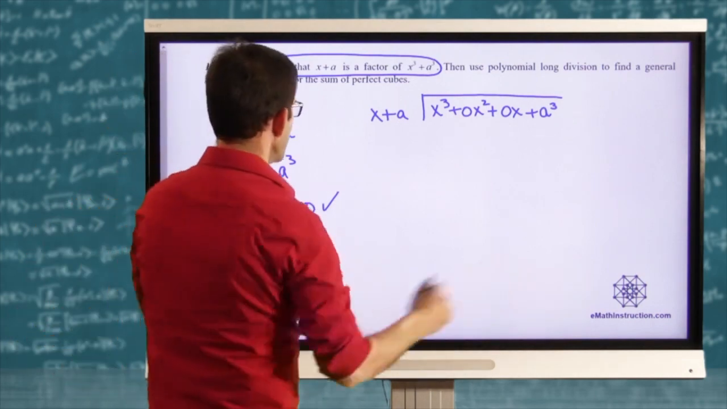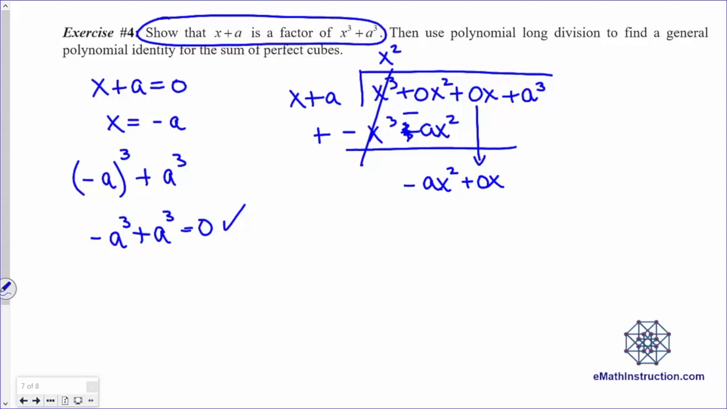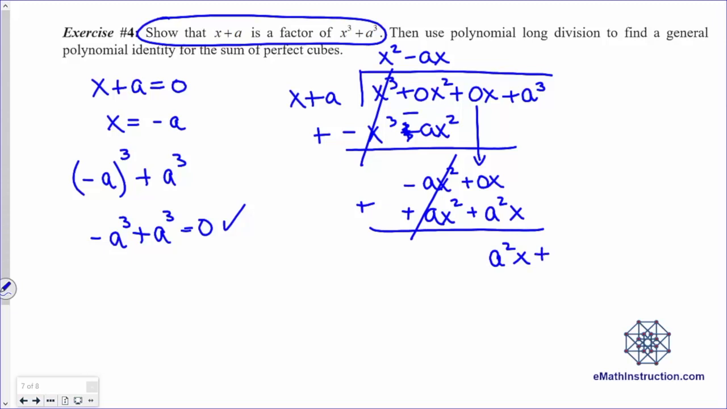Here we go. Just like before, we're going to start off with a little x squared up here. X squared times x is x cubed plus ax squared. Change the signs and add. Those cancel. We'll get negative ax squared plus 0x, all right, which is going to give us minus a times x, negative ax squared minus a squared x. Here's where it gets, again, a little tricky. Change the signs and add. Those cancel. Gives me a squared x plus a cubed once we drop that down.